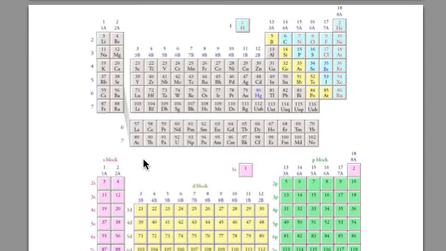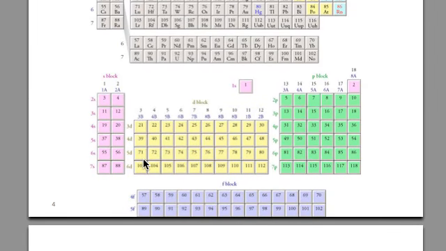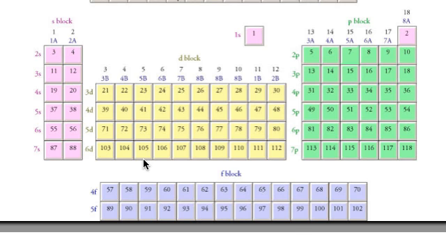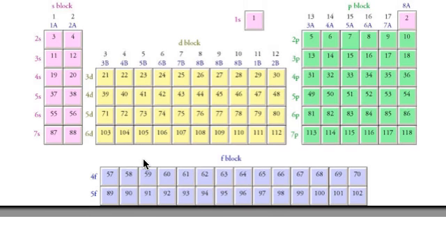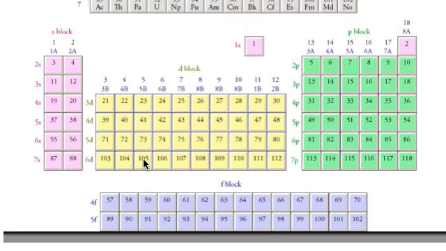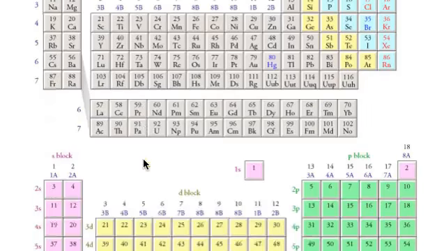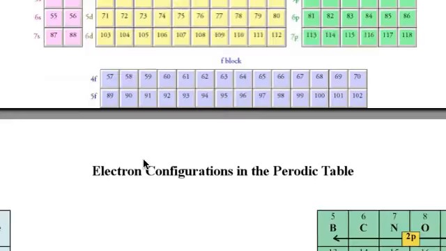Here's another, with similar patterns. S block, P block, D block. That's not describing any orbitals, but okay, we get the idea.